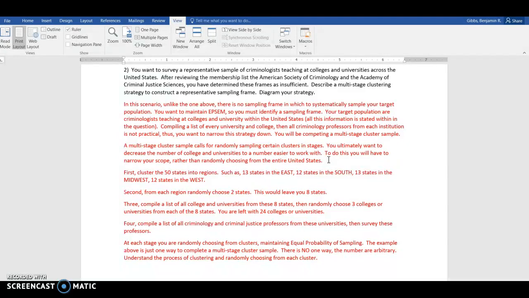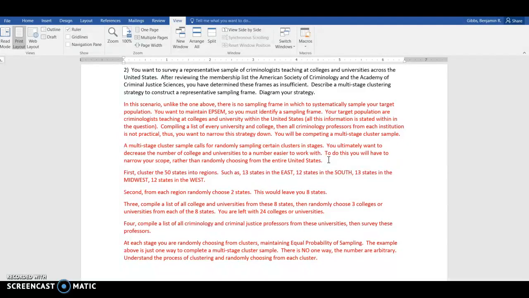So within those states, we are going to make a list of every college and university in each of those 8 states. That list is going to be well into the hundreds, and we then draw, say, 5 universities from each of those states, leaving us a total of 40 universities and colleges. From there, that's somewhat manageable. We can then, with some time, go to each and every website and look at the faculty and create a list of every criminal justice or criminology professor within that.